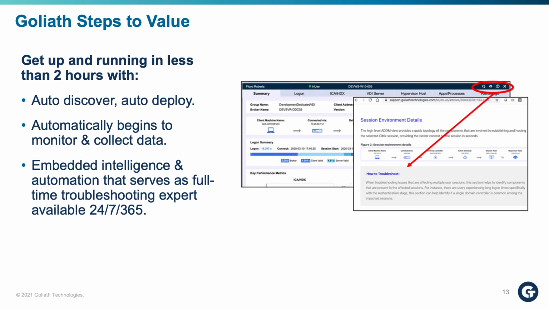Using that embedded intelligence and automation, we're already going to identify every condition, failure point, and element that could impact user experience, such as Teams, and alert you when those thresholds are exceeded. So once you start deploying, you're immediately setting up those alerts, the data is being collected for reporting, and everything you saw from a troubleshooting exercise that Avi went through is available to you. That's why our clients do tell us that when they use Goliath, it's as if they've added a full-time troubleshooting expert that's available 24/7, 365 days a year.